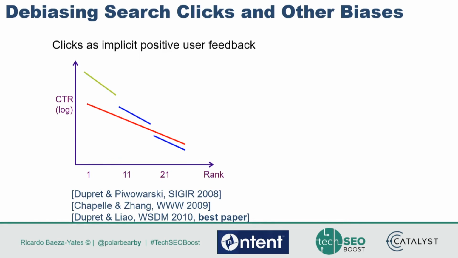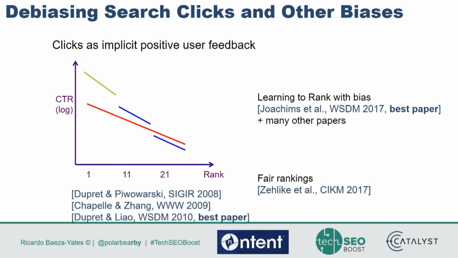And at Yahoo Labs, of course, we worked on that for the search engine. Also, the major search engines do this. And we are the only ones that publish how to do it. And that even won a best paper award at one of the top research conferences on this. Then other people have worked on, for example, using machine learning to rank with bias. And I have been working also on fair rankings.